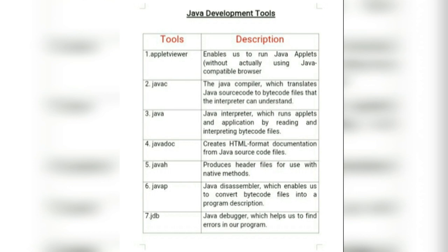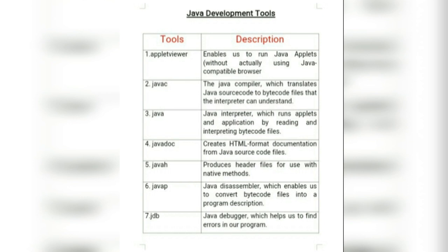Now the second one is javac, which is nothing but the Java compiler, which translates Java source code to bytecode files that the interpreter can understand. That means this javac tool is used to convert source code into bytecode which is understandable by the interpreter. My dear friends, in the next video I will show you where we are going to use this tool.